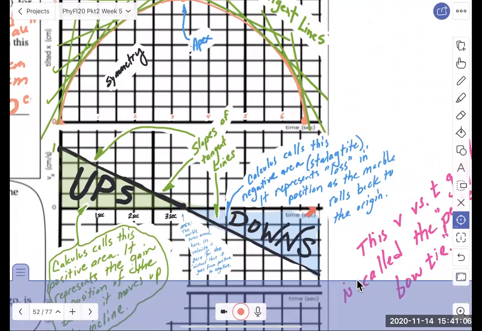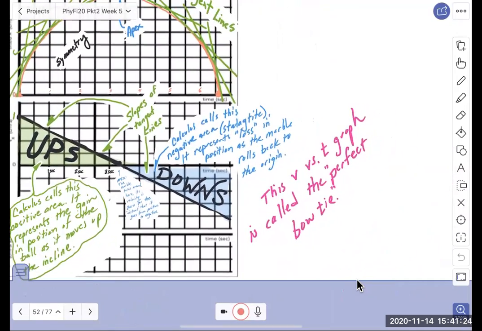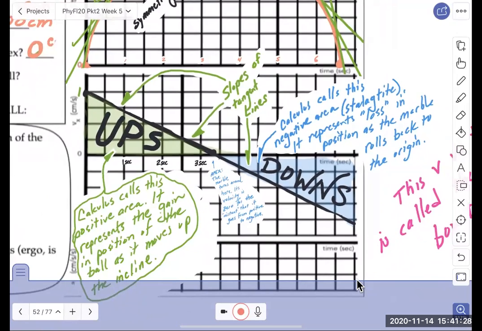So the marble now is picking up speed again, right? But it's picking it up in a negative direction from the reference point. As it's coming back to the reference point, that's a negative direction, so we show it as a negative, coming back down. And the other thing I said is this particular V versus T graph is called the perfect bow tie, because this is congruent to this. And that makes this easier.